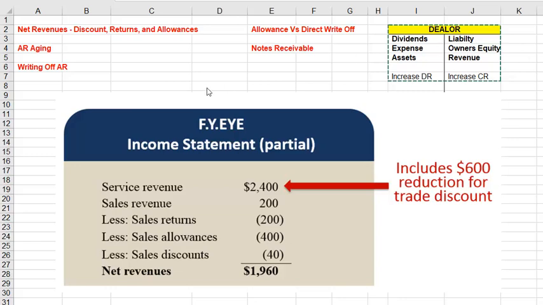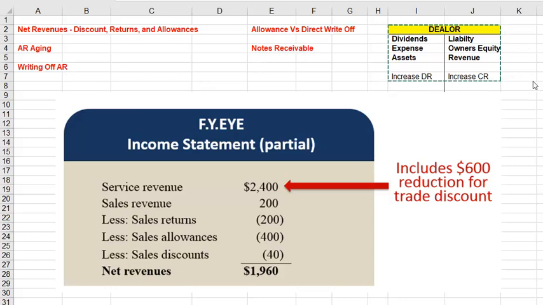This chapter covered several topics. We talked first about net revenues, which include discounts, returns, and allowances. We'll go over this briefly. The AR aging, we'll cover that in our example here. Writing off AR. Now, I am using the term AR here. That is a common abbreviation for accounts receivable. So on this, that's accounts receivable aging and writing off accounts receivable. Allowance versus direct write-off method, and notes receivable.